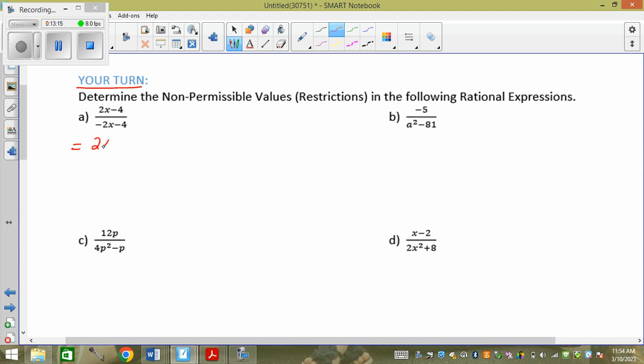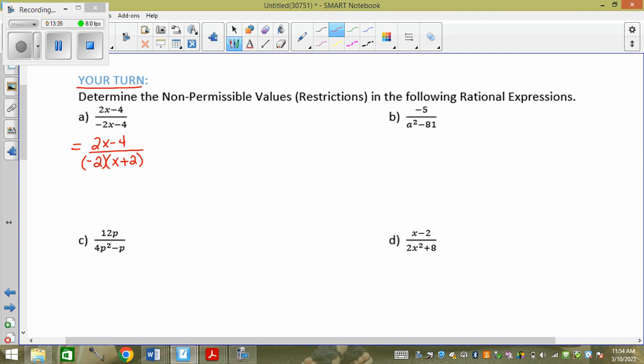So here we have negative 2x minus 4. I'm not worrying about the numerator because it's only asking for the non-permissible values. Here I can take out a negative 2. When I take a negative 2 out, negative 2x divided by negative 2 is x. Negative 4 divided by negative 2 is positive 2. And then I can put the 2 in its own bracket. So currently I have 2 brackets.